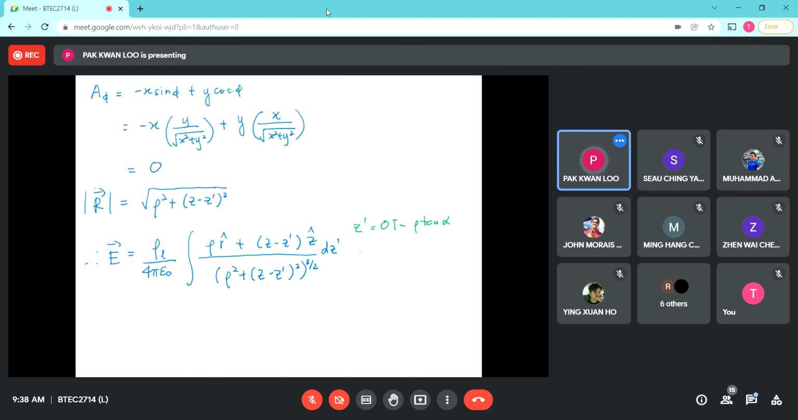So I'm going to differentiate dz prime. This is going to be negative rho secant squared alpha d alpha, right? And for this term here, it's going to be rho secant squared alpha.